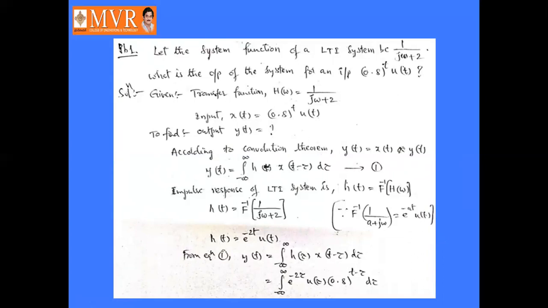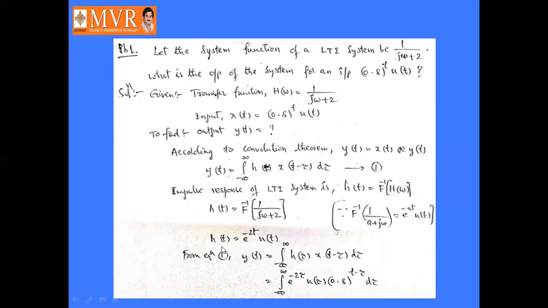It is also looking like the same as 1 by a plus j omega, 1 by 2 plus j omega. So h of t is e power minus 2t into u of t, right? So from this equation, y of t equals x of t convolved with h of t, or it is integral of h of tau into x of t minus tau d tau, right?